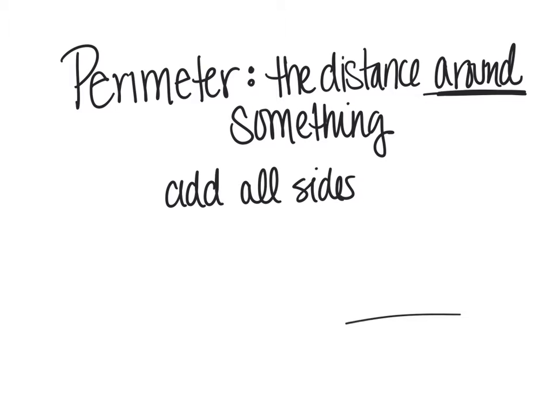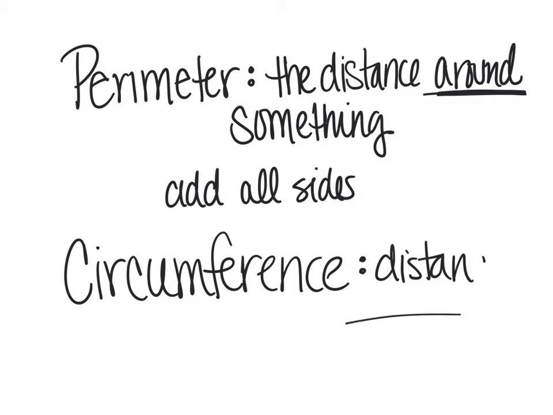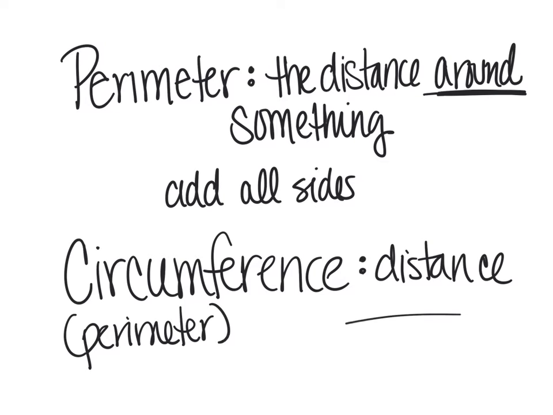So when we're doing these problems, we don't call it perimeter because circles don't have sides. So we just give it a new name to make it sound a little bit swaggier. Okay, the word is circumference. Circumference, and it's just the distance or perimeter of a circle. It's the exact same thing as perimeter, but it's specifically for circles.